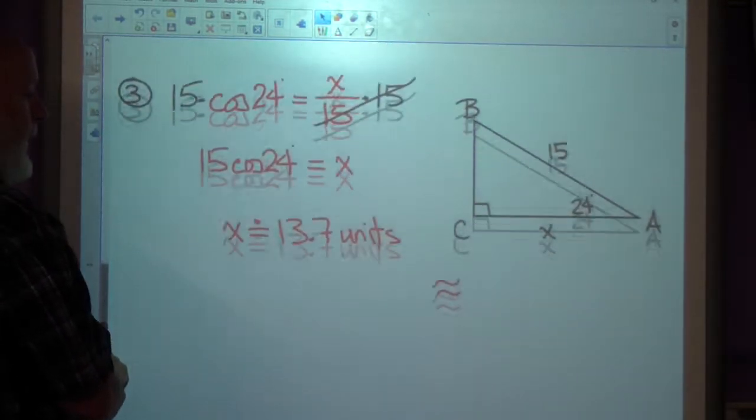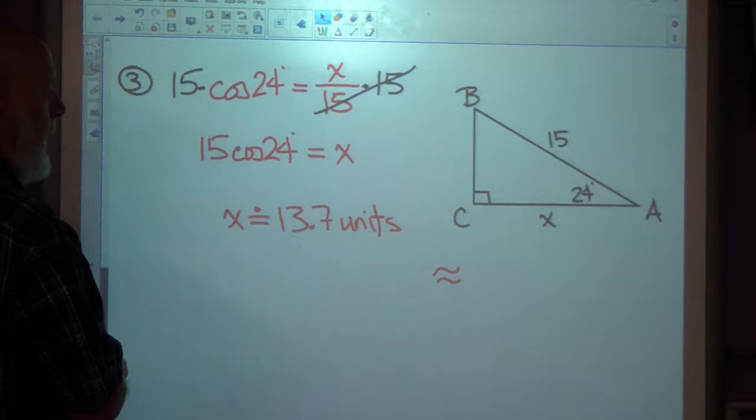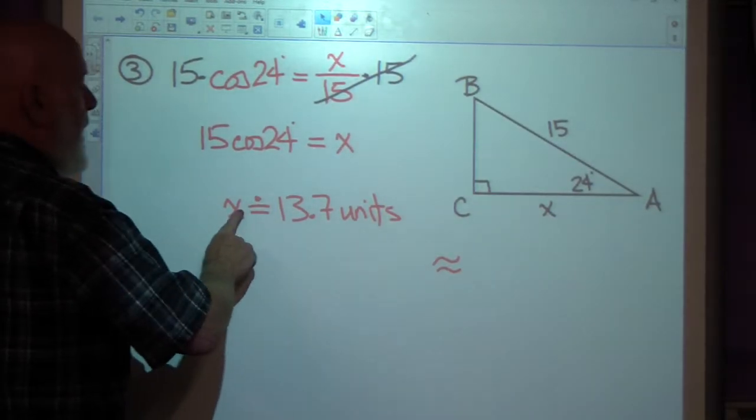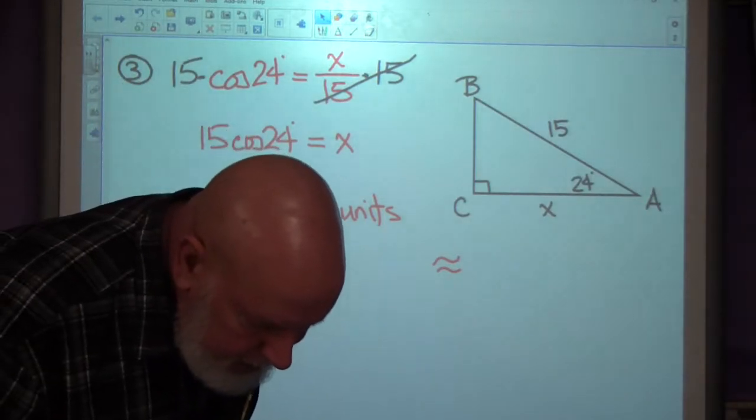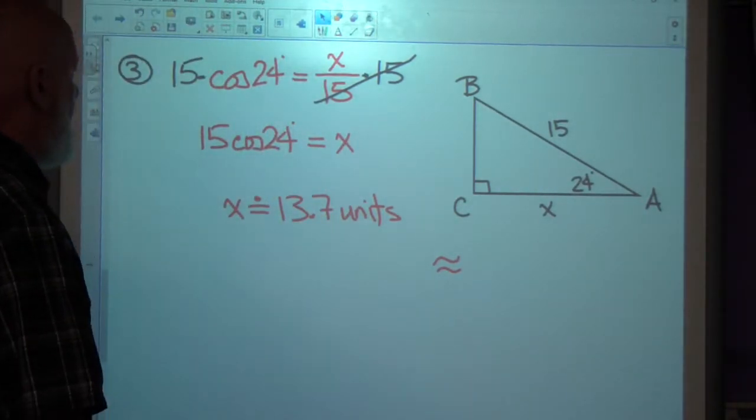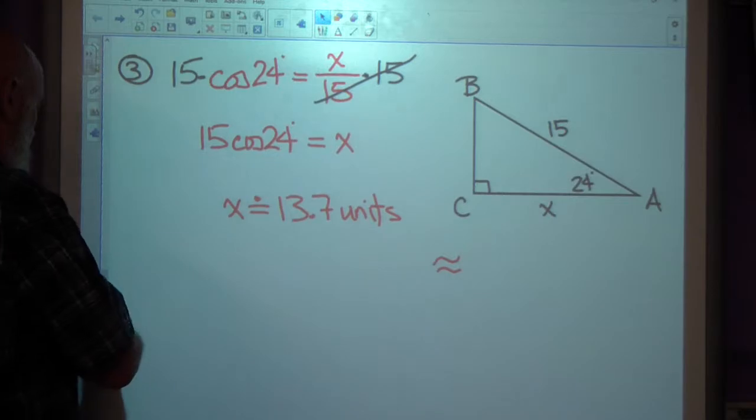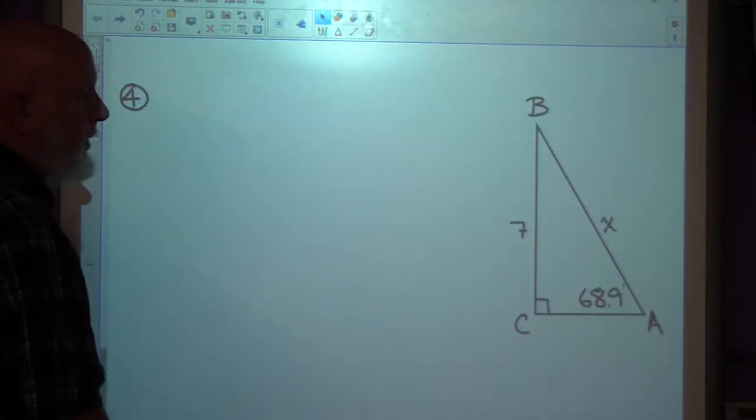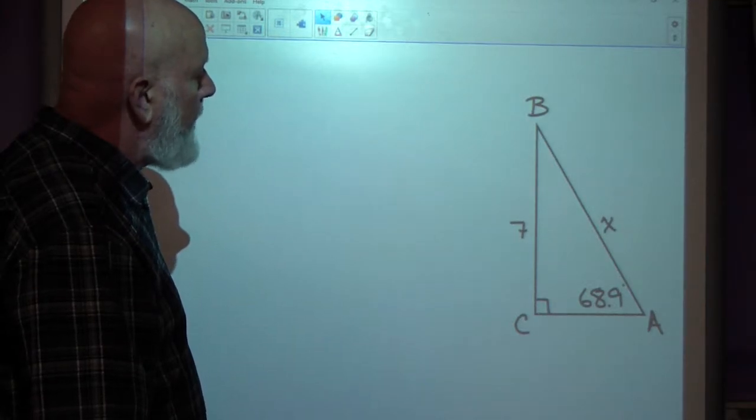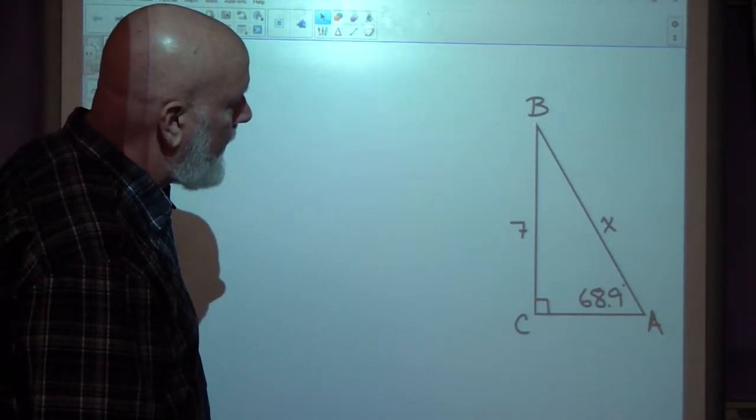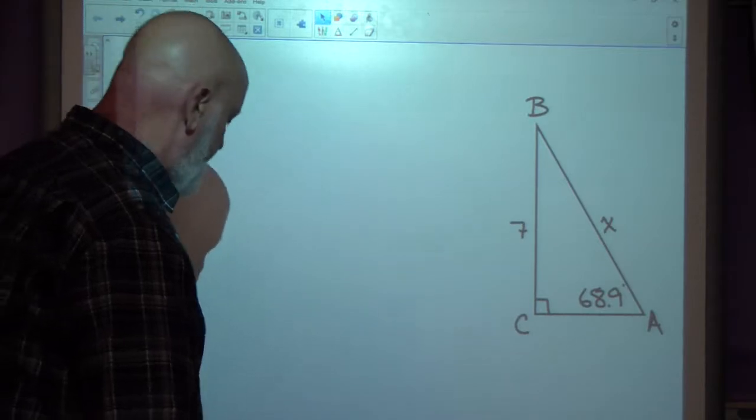Okay. So where am I? X is approximately equal to 13.7 units, and I think that's correct. Let me look. Yes, yay. Right, let's take a look at one more. I hope it isn't cosine. If it is, I want to be sad. It is. How about that? Well, no, it isn't. That one's the sine function.